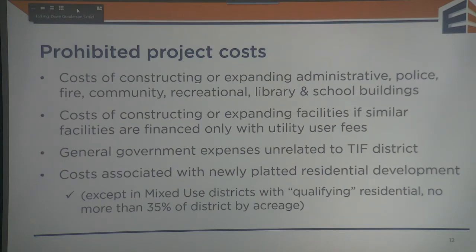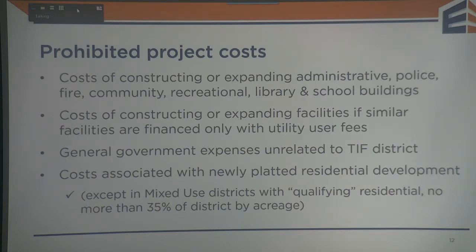Those are eligible costs. One other thing that's an ineligible expense is newly platted residential development. It's only allowable to use TIF dollars for newly platted areas, that is, areas that haven't previously been platted, if they are limited to a mixed-use district. So this district has some single-family homes in it that would be considered newly platted. So any costs associated with the district that would benefit them should be avoided as eligible costs.